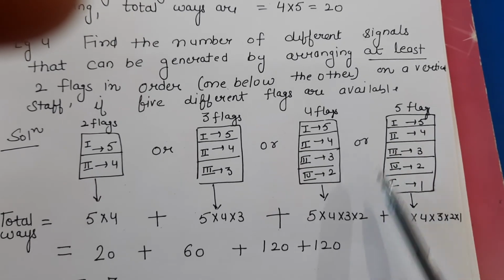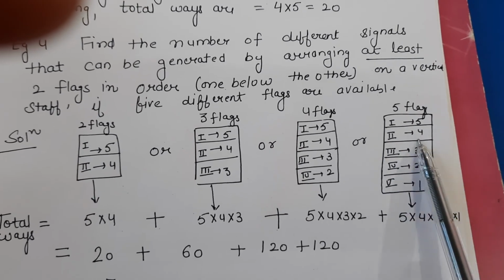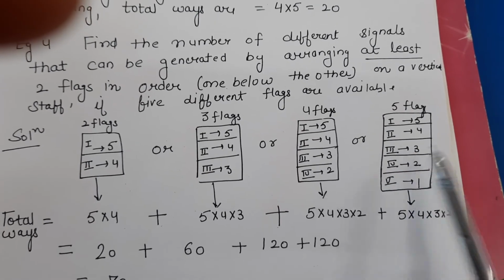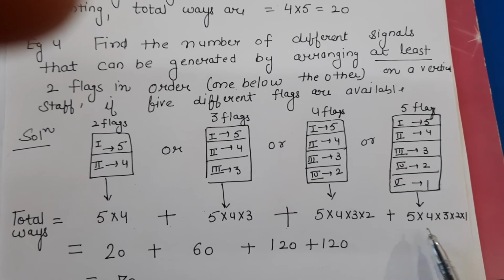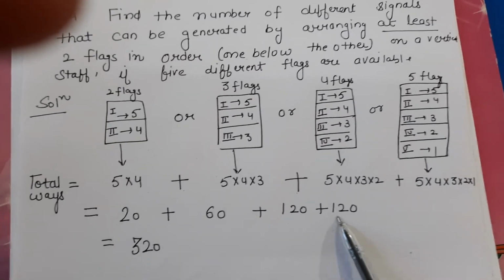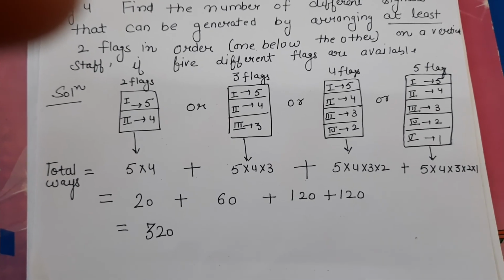Or means again addition. 5 flags. So we have 5 options. This can be filled in 5 ways. The second place can be filled in 4 ways. Here you have 3 choices. Here 2 and here 1. So the total ways are 5 into 4 into 3 into 2 into 1. Again 120. Add all these terms. Your answer will be 320.